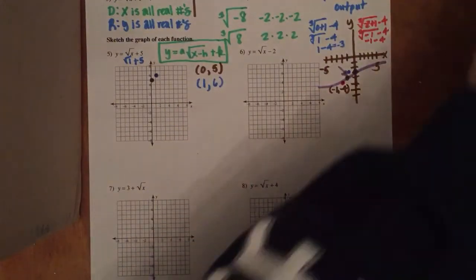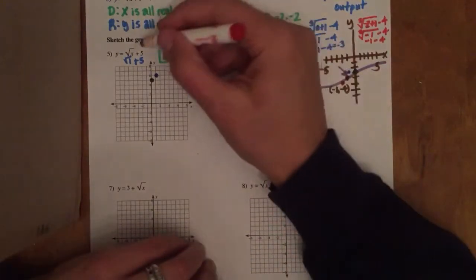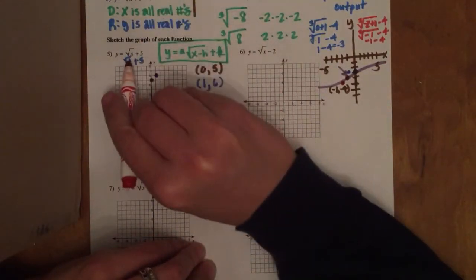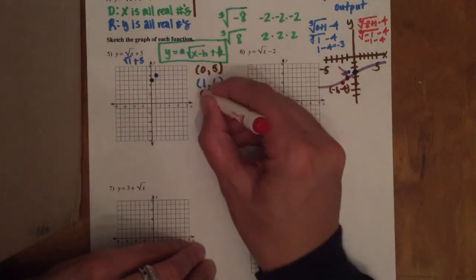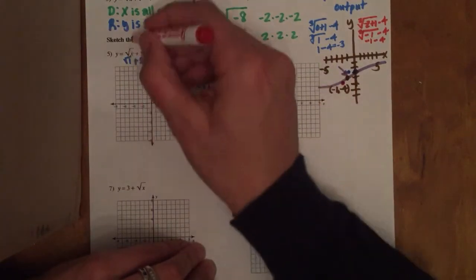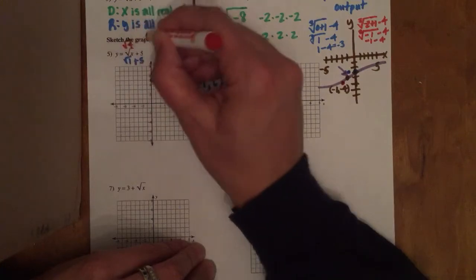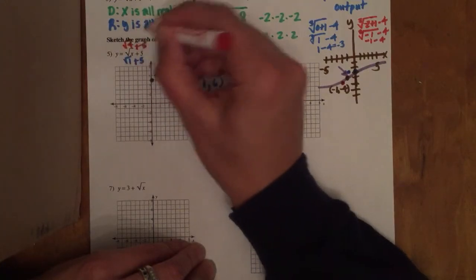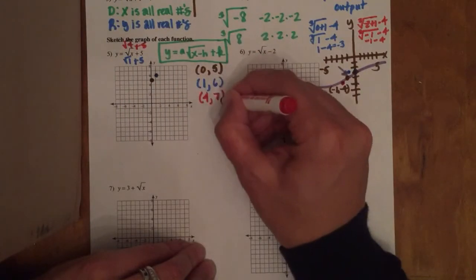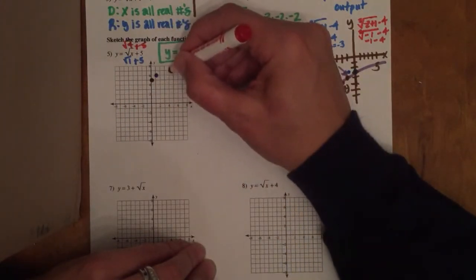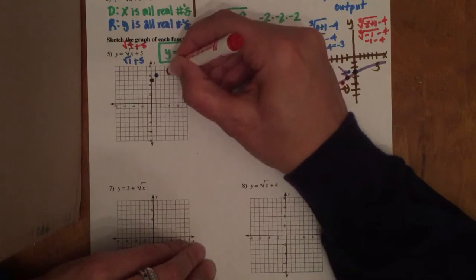Okay? So let's plug in another point. Let's pick something else I can put under the radical sign that would give me a perfect square. So let's pick 4. So I'm going to plug in 4 for x. That would give me the square root of 4 plus 5. The square root of 4 is 2, plus 5 is 7. So my next point is going to be at 4, 7.